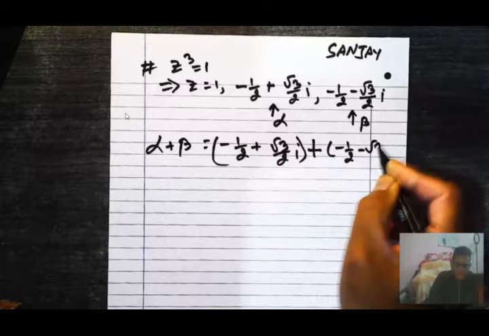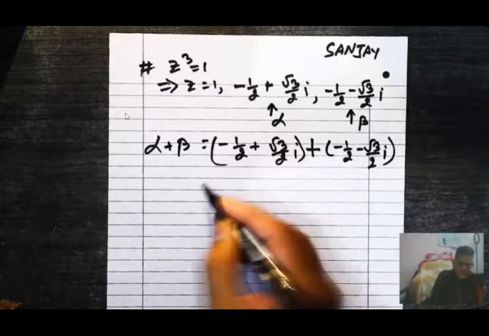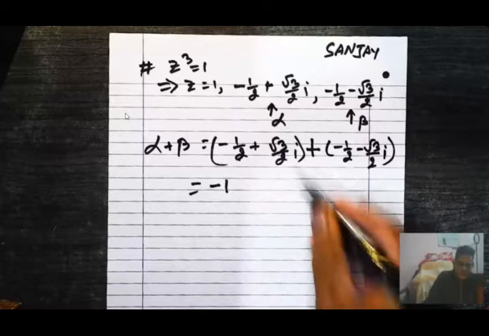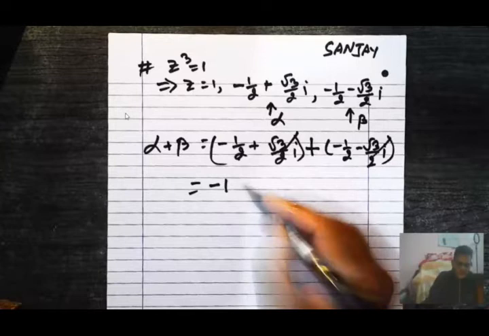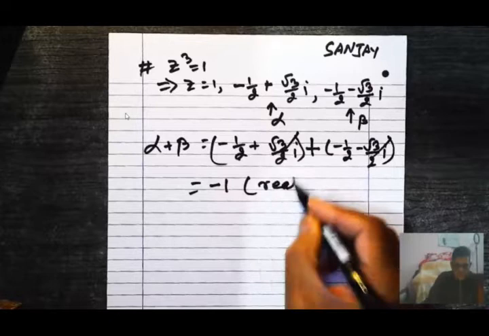So here you can see that it is minus half and minus half, which is going to be minus 1, and the plus and minus terms get cancelled out. Okay, so when you added these two complex roots, your answer was real. Now let's multiply. What happens?